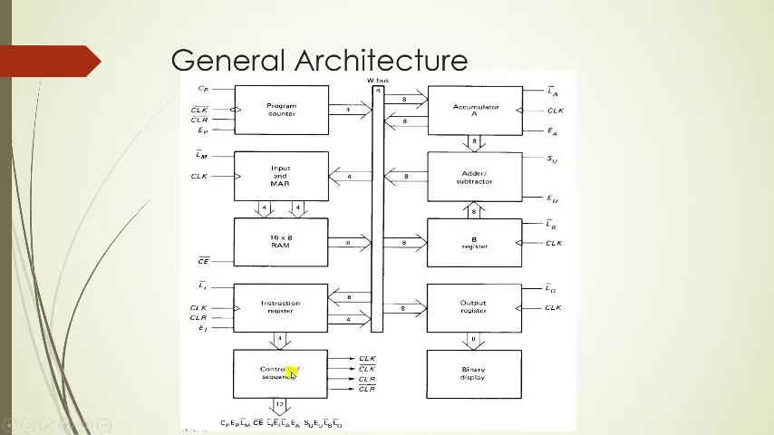The controller sequencer then produces a control word which controls the other parts of the PC. There is an accumulator which is a register and another register which is the B register, both of which are connected to the arithmetic and logic unit. Here the arithmetic and logic operations are conducted, and the output is connected to the main bus, and there is also an output register which displays the output.